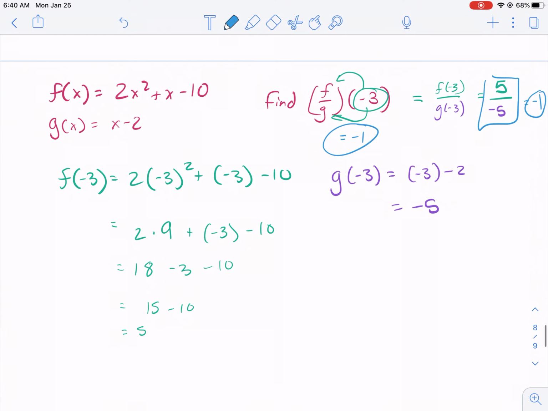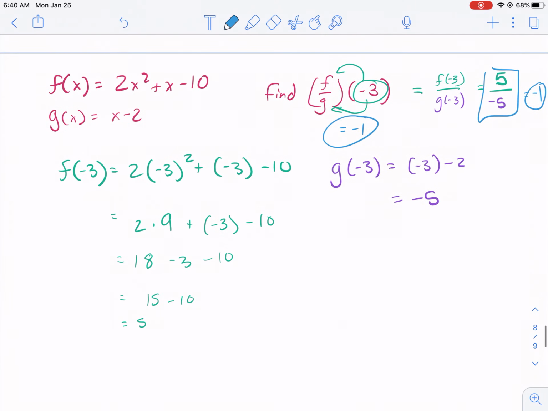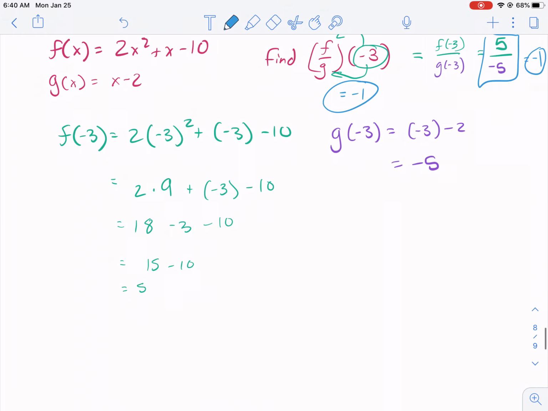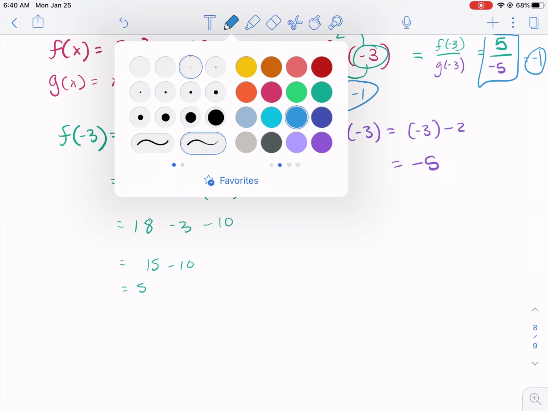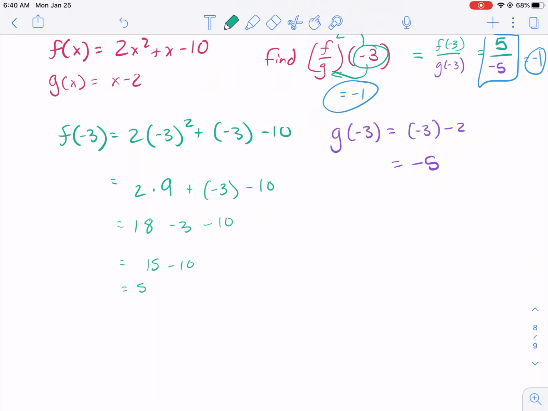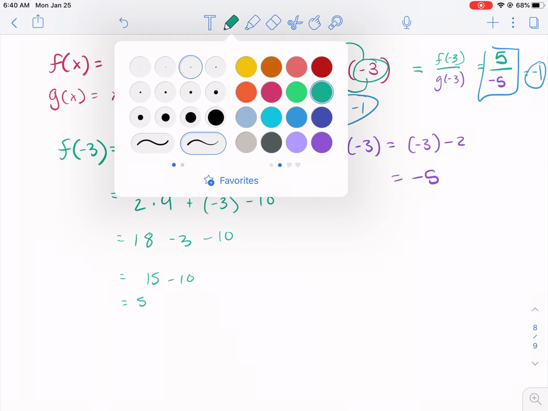There's also a longer way to do it, and I'm going to show you in this kind of review of dividing polynomials. So what I'm going to do here is I'm going to set up my f of x. Okay, I'm going to first do this problem. Let me show you.